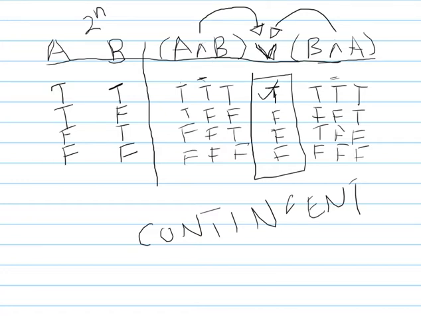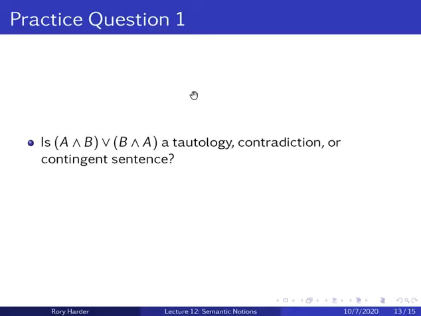And that's how we determined the answer to our question, which we began with. So let me switch back. So we determined that the sentence is a contingent sentence. And that's exactly how to go about answering any question like this. You construct the truth table for the sentence, and then you look at the column under the main connective and see whether it's all T's, it's all F's, or it's a mix of both.